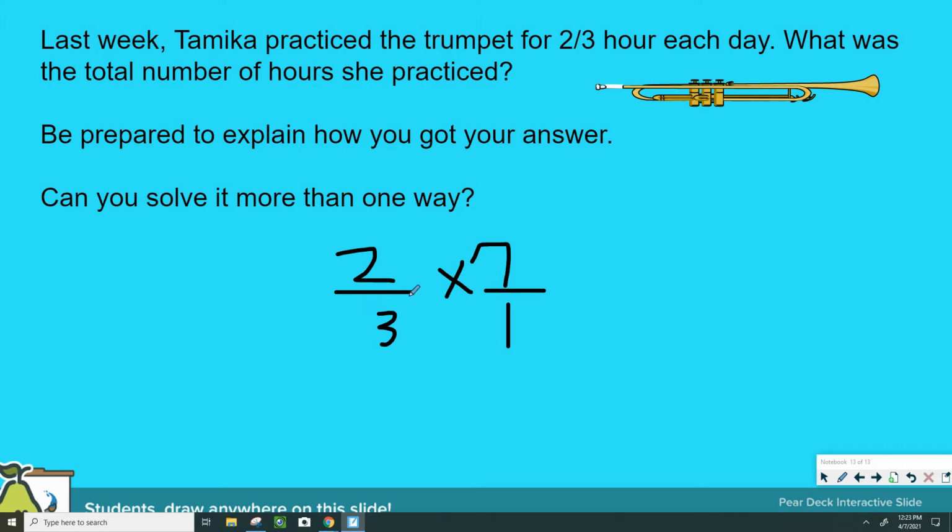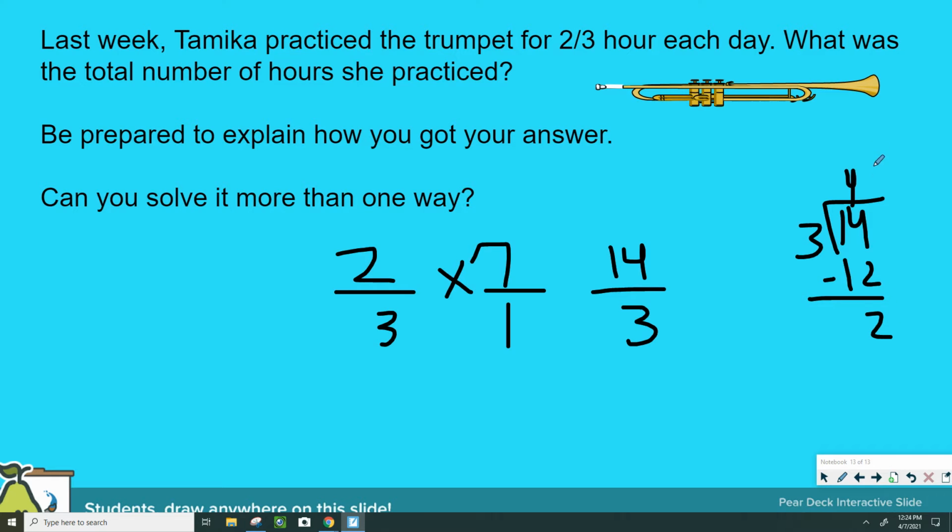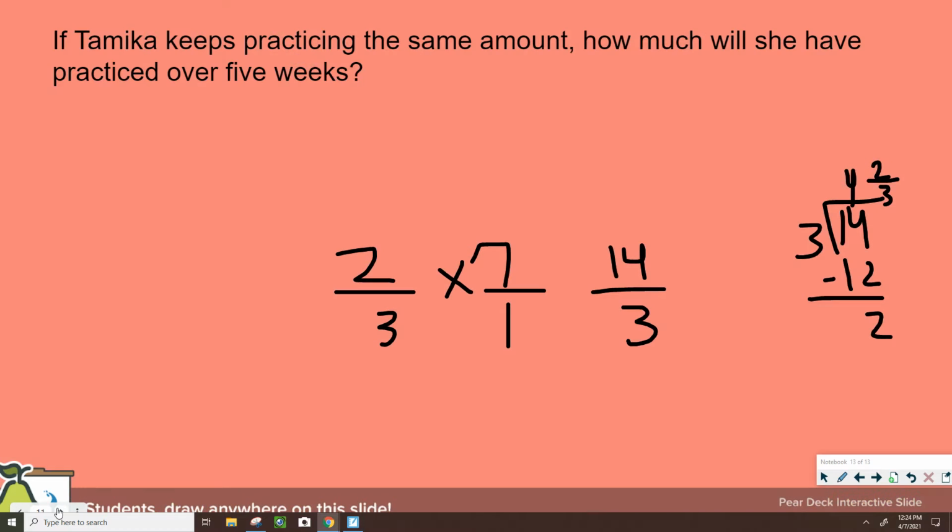I know that I can do this. 7 times 2 is 14. 3 times 1 is 3. I know that this is an improper fraction, so I'm going to make it a division problem. And I would do 4 times 3 is 12. When I subtract, I'm left with 2. I'm going to turn this into a fraction. And so the leftover remainder becomes my numerator, my divisor becomes my denominator, and I'm left with 4 2/3 of an hour. So that's how much she's practicing in 1 week.